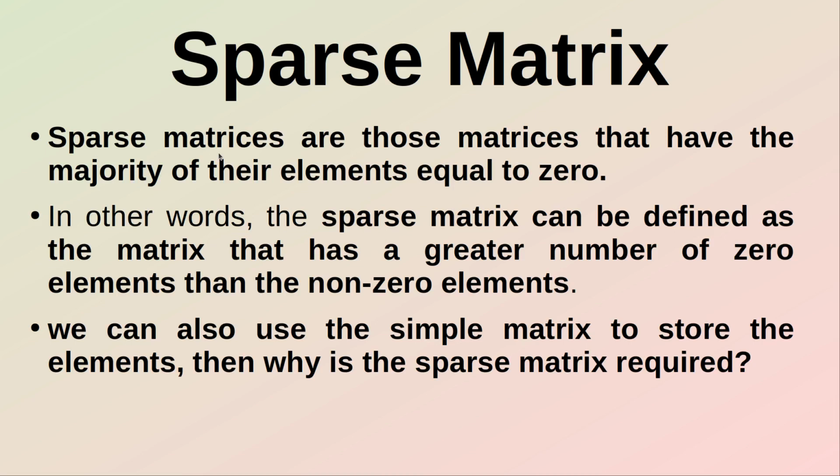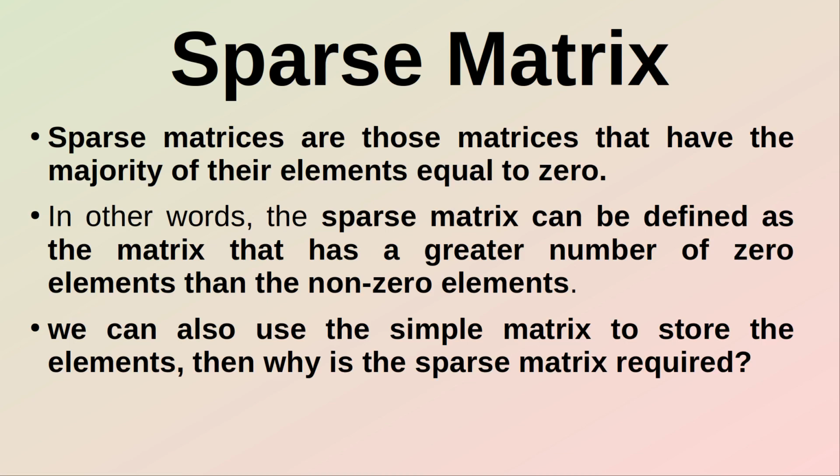A sparse matrix means the matrix which consists of a highest number of 0 elements compared to non-zero elements. So this is called a sparse matrix, or otherwise we can say that most of the elements are 0 and some of the elements are non-zero. So this type of matrix is called a sparse matrix. Mostly the sparse matrix consists of 0 elements, where the number of 0 elements is greater than the non-zero elements.